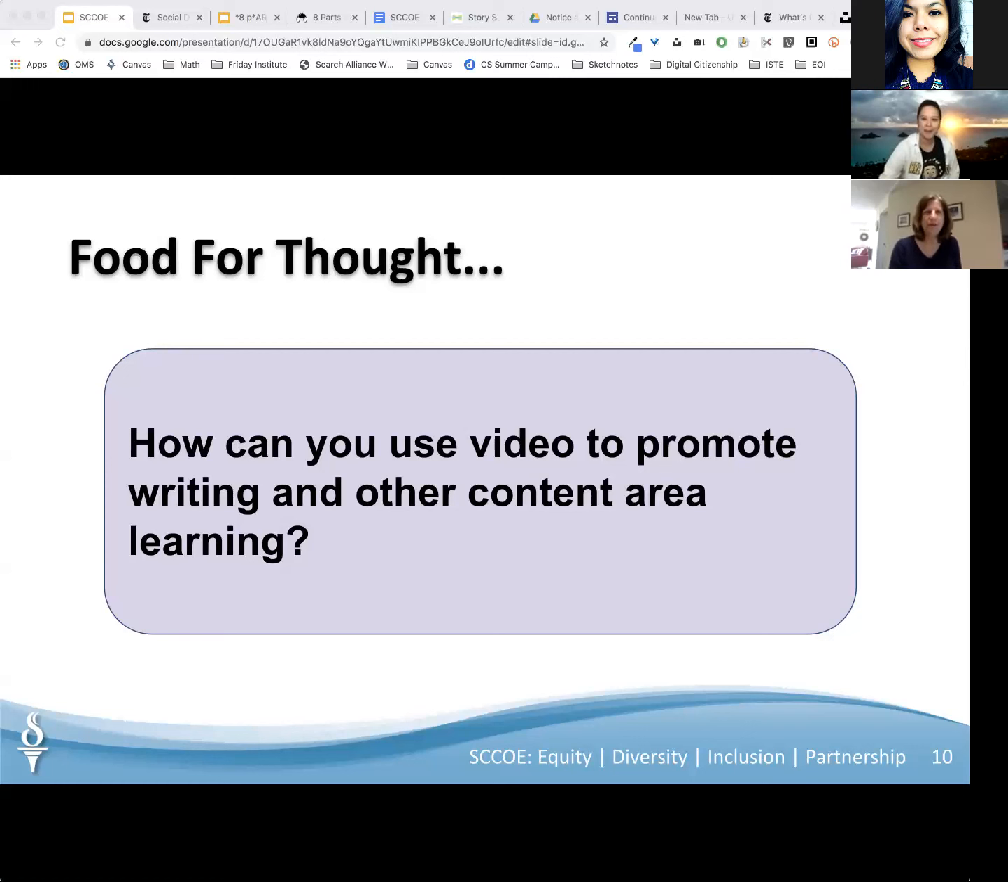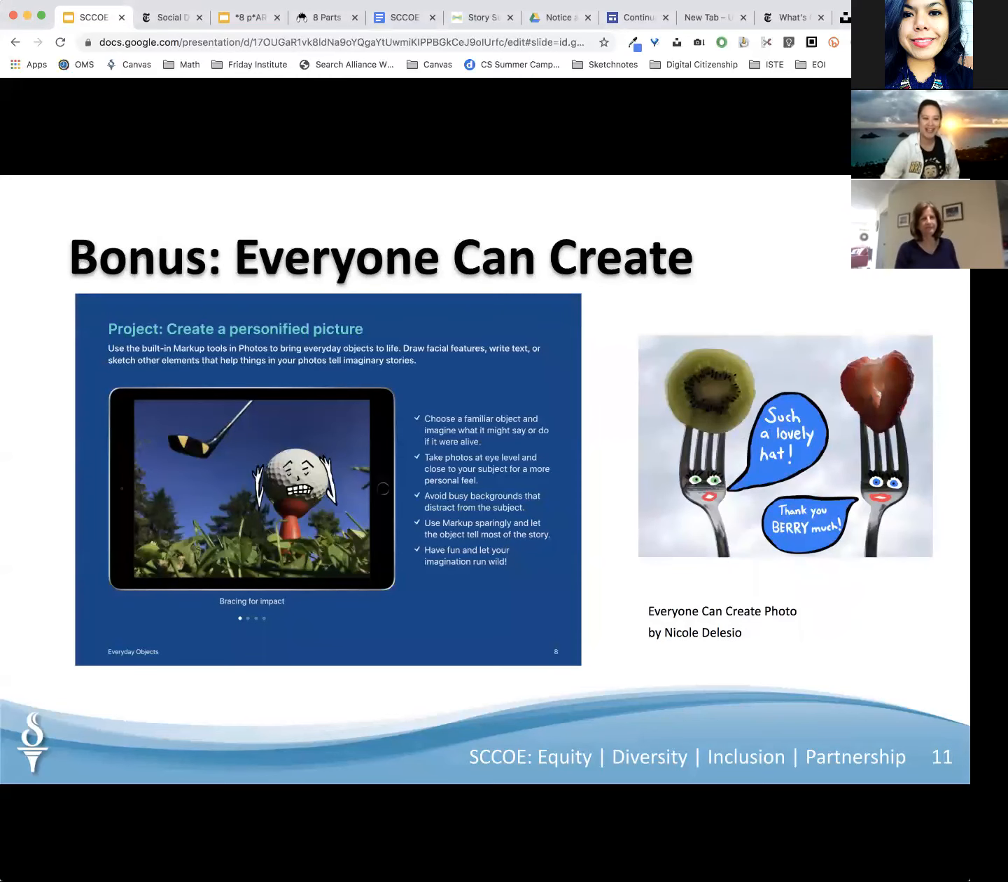I think we have one more bonus tip to share. Oh, that is right. I did add this at the end. We're not going to go too much into it, but thinking about different types of story elements, I loved this tip. This comes from Apple's Everyone Can Create series, and this is their one on photo. Shout out to Nicole D'Alessio. I had the honor of working with her when I was in the Union School District, and she is so super creative.